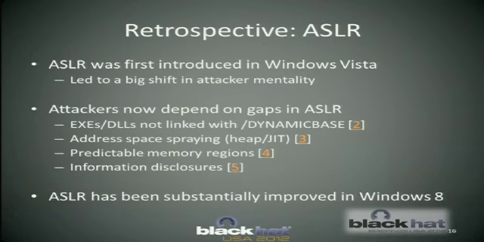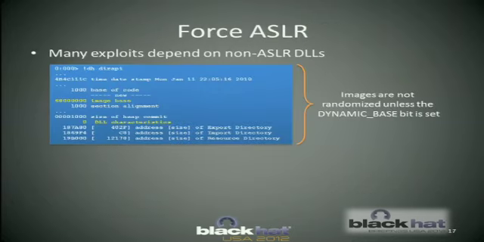And also information disclosures. If you went to Furman Cerna's talk earlier today, he went into great detail about how information disclosures can be used to bypass ASLR. And that's something that we are seeing attackers look at more and more. So with that said, we've taken steps to substantially improve ASLR in Windows 8 to try to counter these specific gaps in the implementation today.